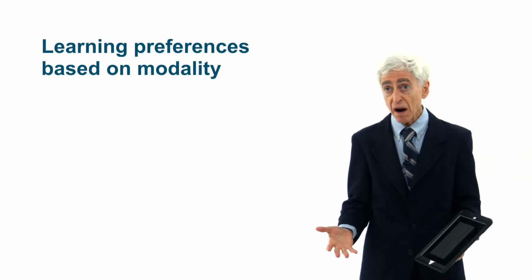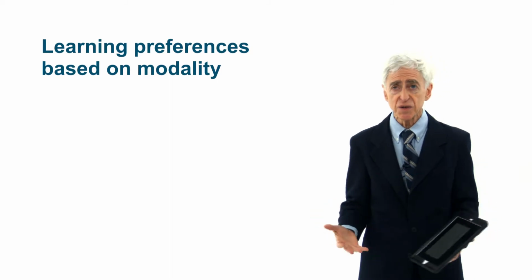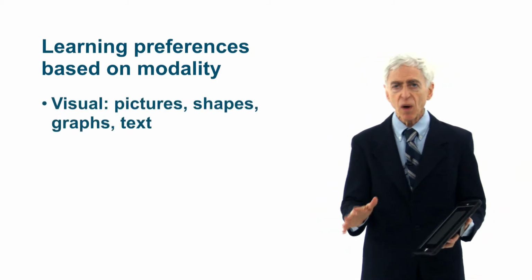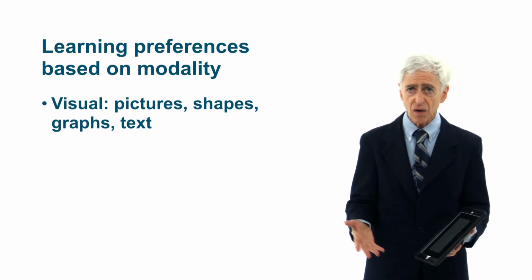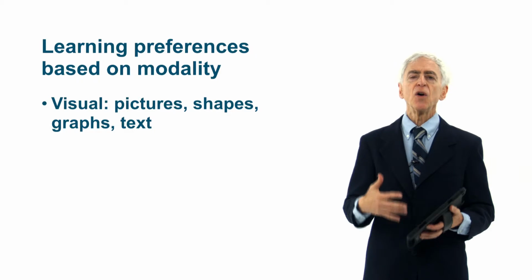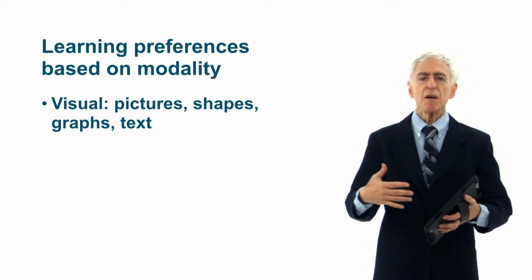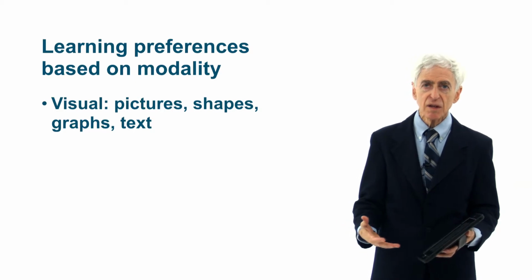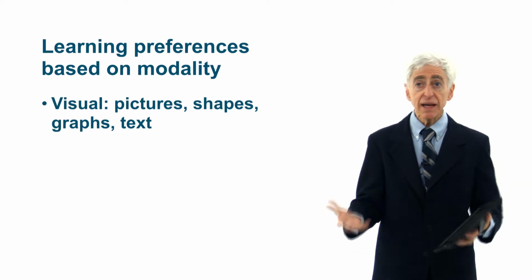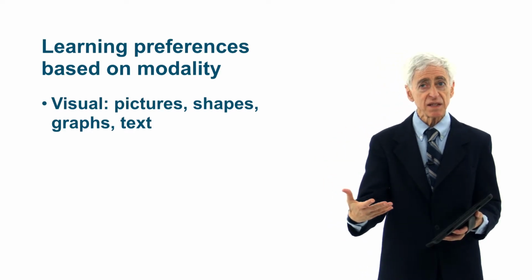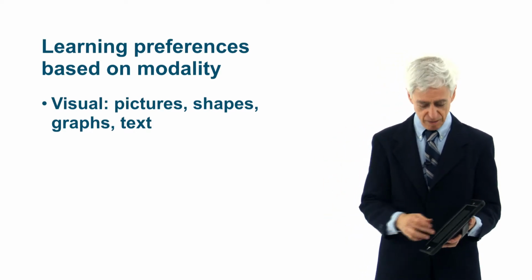And you want to be fair. You want to be fair to all your students. So I'm going to do one way. I think I have 3 categories here. There are visual learners, learners who learn best using pictures, shapes, graphs, charts, and reading text. All visual activities. They learn best that way.